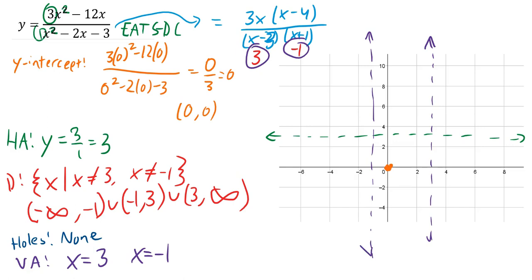Last, I do x-intercepts. X-intercepts are zeros of the numerator, which in this case are 0 and 4. So I have an x-intercept at (0, 0) and (4, 0).